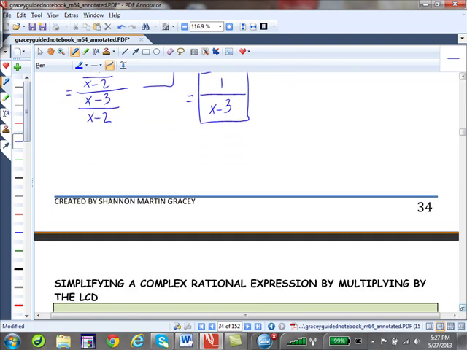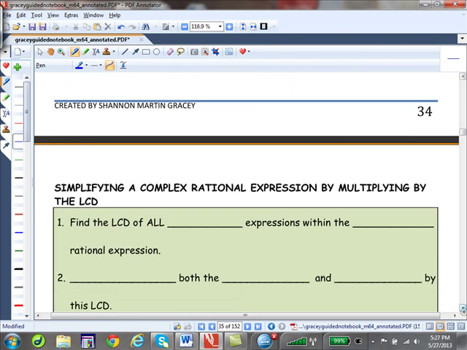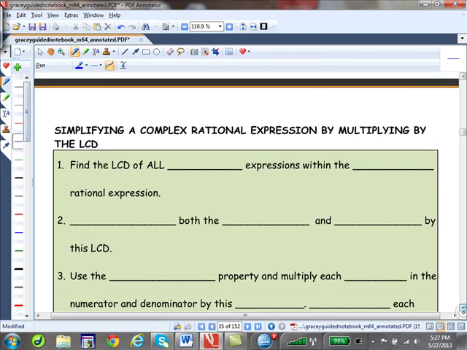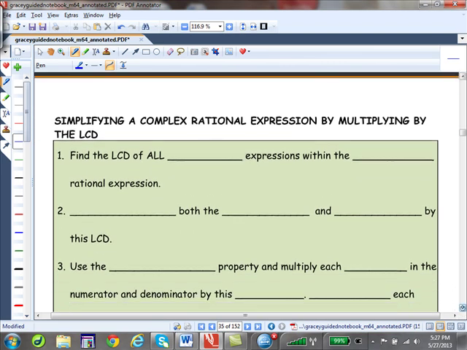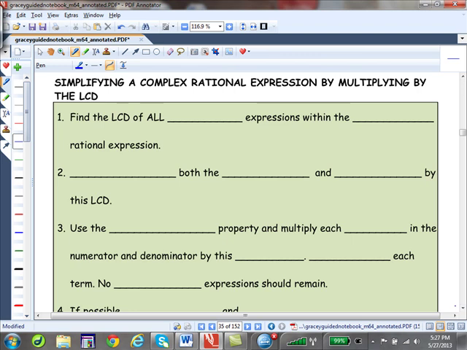So hopefully you've got that method pretty much down. This next method, I actually prefer. Many of my students don't seem to prefer it, but I'll show you both ways, and then you can decide what works best for you. But this is the method where you simplify the numerator and the denominator by the LCD of all denominators in the problem. So here we go.